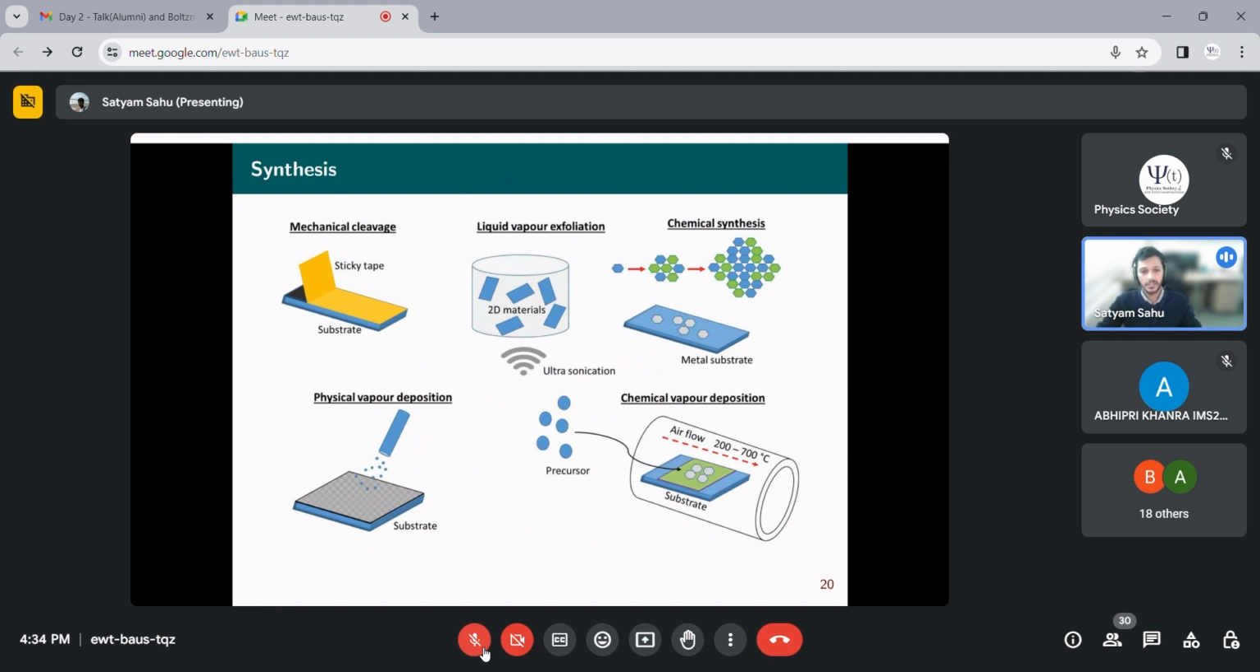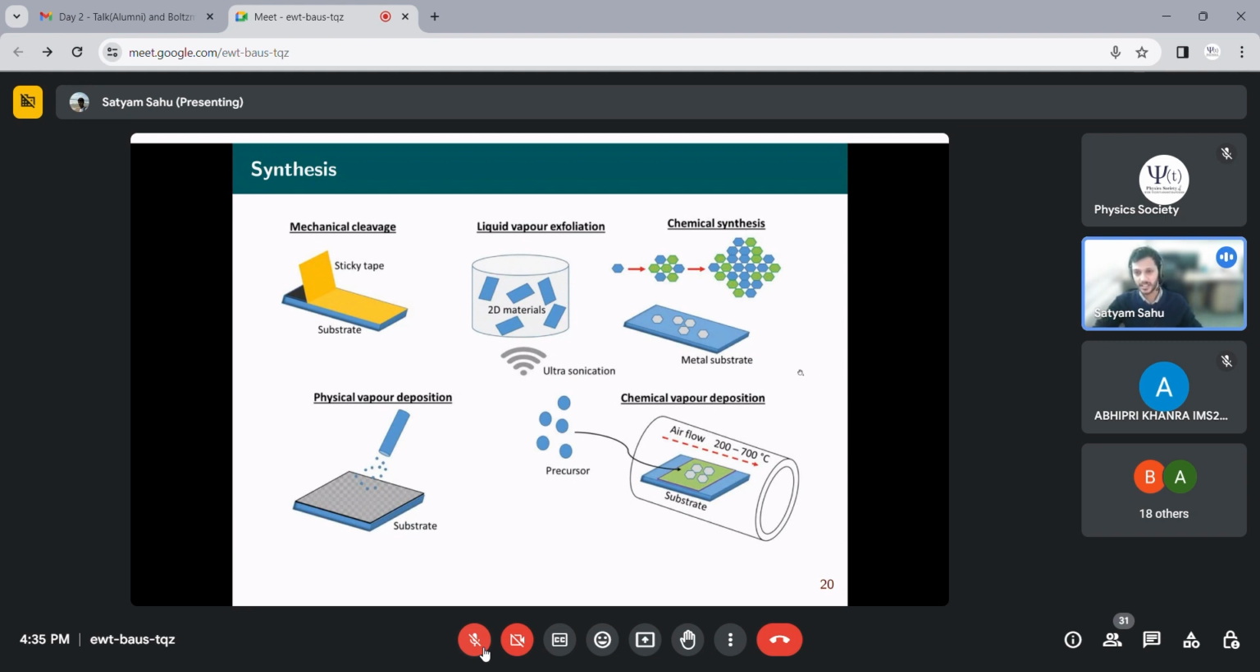Some of these techniques are called bottom up techniques, where you start from the atoms and then you make the monolayers, whereas some techniques are called top down techniques, where you already have the crystal and then you try to peel it off. For example, the top two techniques, that is mechanical cleavage and liquid vapor exfoliation, are two examples of top down techniques. Here you take the crystals and then you try to peel it off so that you can achieve the monolayer regime.